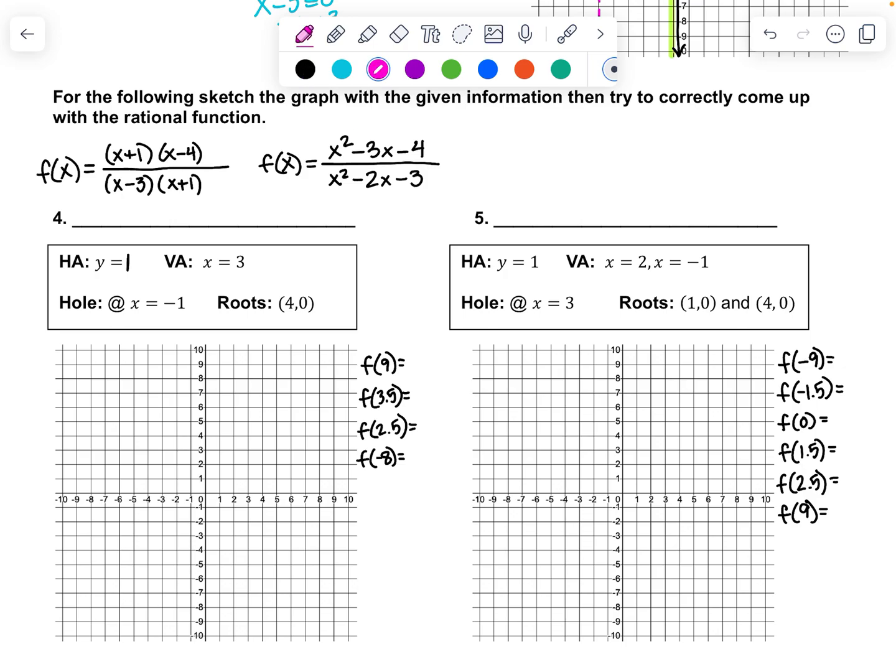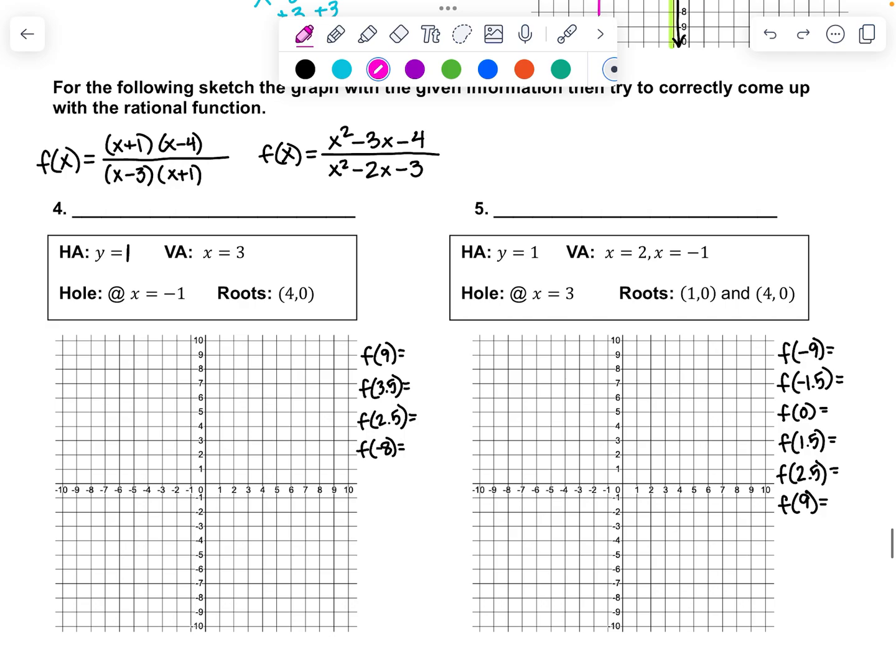So I can see I have the same exponent in the numerator and denominator, so I divide 1 by 1. That's how we're getting our horizontal asymptote of 1. Okay, so factored form and standard form could be helpful. I'm going to go ahead and fill in my graph with all the information that we have. I have my vertical asymptote line, my horizontal asymptote line, my root at 4, and I have the hole at -1.